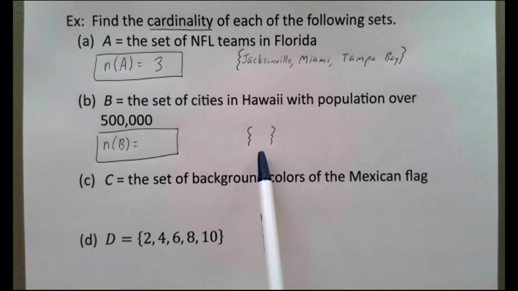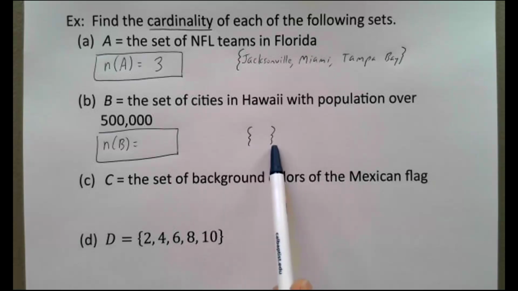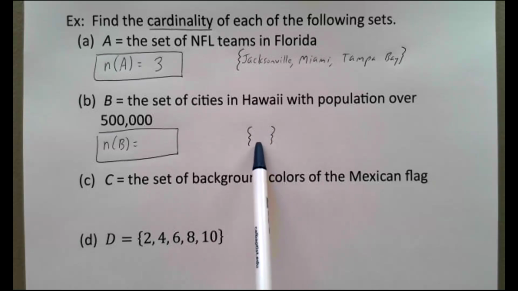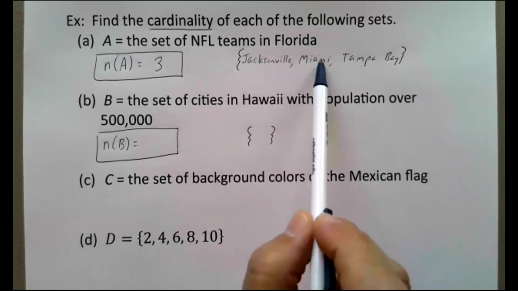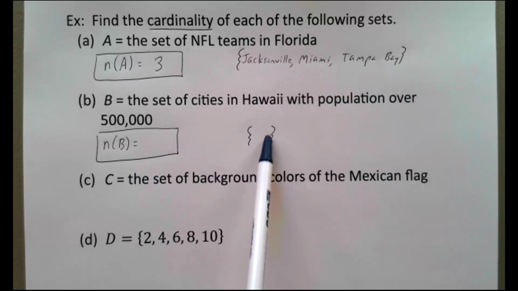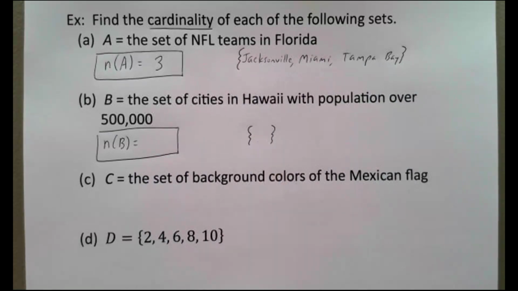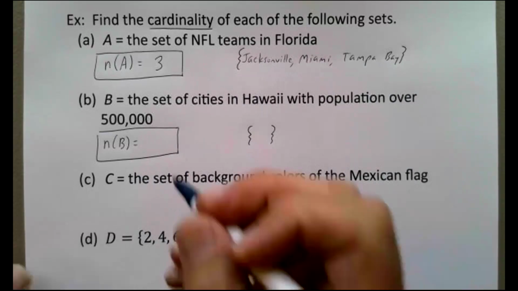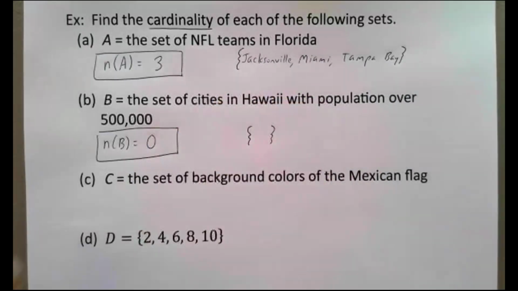This is our first example today of what we would call the empty set. The empty set is literally empty. It's the set with nothing in it. Just like this is a set with those three elements in it, this is a set with nothing inside of it. It's an empty set. The empty set has 0 elements inside of it.